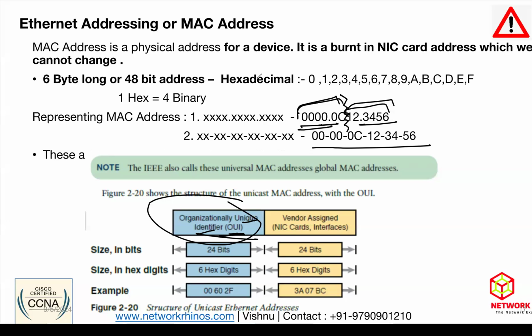Router will not have a MAC address. Router will have a network interface card. That network interface card has a MAC address. Continuing the question: the code 0.0 is the default. If the manufacturer is the same, the value will be the same.